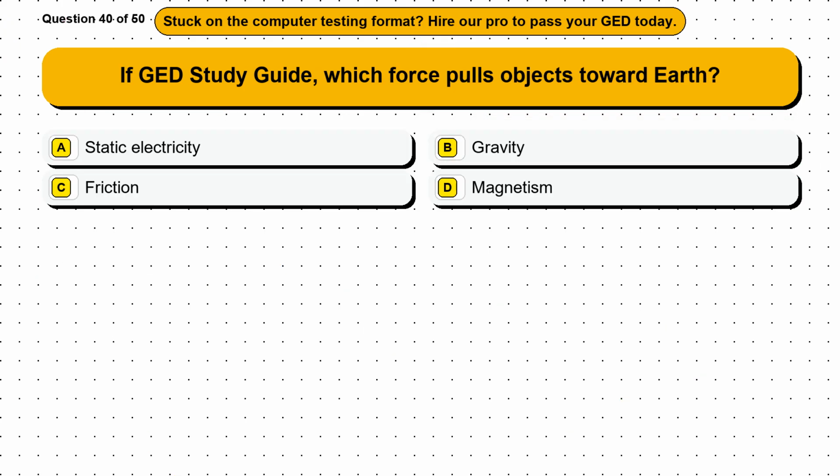Question 40. If GED Study Guide, which force pulls objects toward Earth? Option A, static electricity. Option B, gravity. Option C, friction. Option D, magnetism.